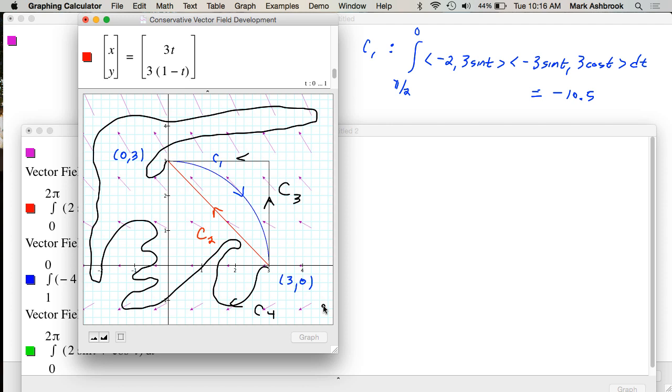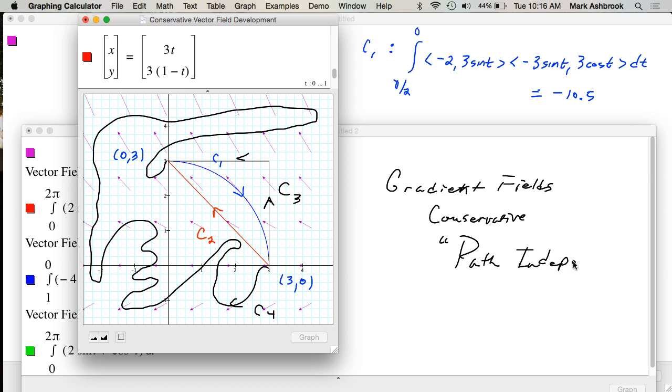So this leads us to another quality of conservative vector fields. Gradient fields are conservative, and conservative fields are what's called path independent. Meaning, given any fixed starting point and fixed ending point, the work done to get from that starting point to that ending point is the same amount of work regardless of the path.